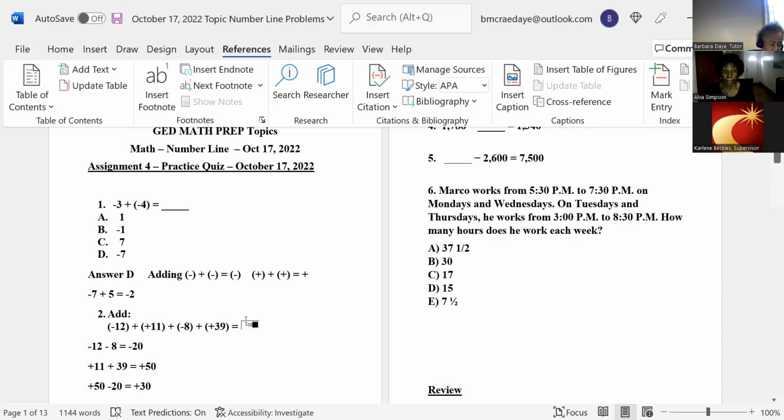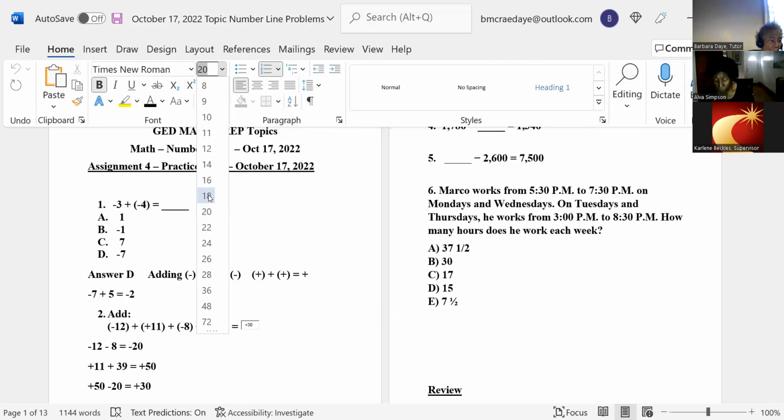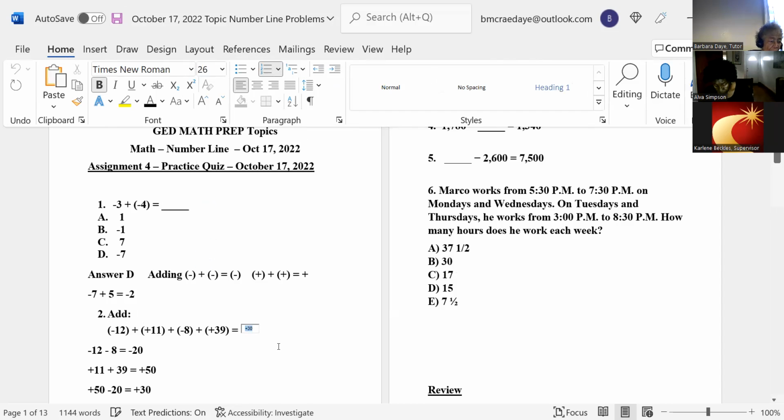Make that bigger, because there was a box here to put the answer in. Okay, that's number 4, right? So the answer is plus 30. Okay, that was number 2. Any questions? Now, remember, Alva, when you have plus and minus, you're adding. It makes it easier if you combine all your negatives and all your positives. And then since you have a plus and a minus, you know you'll subtract.